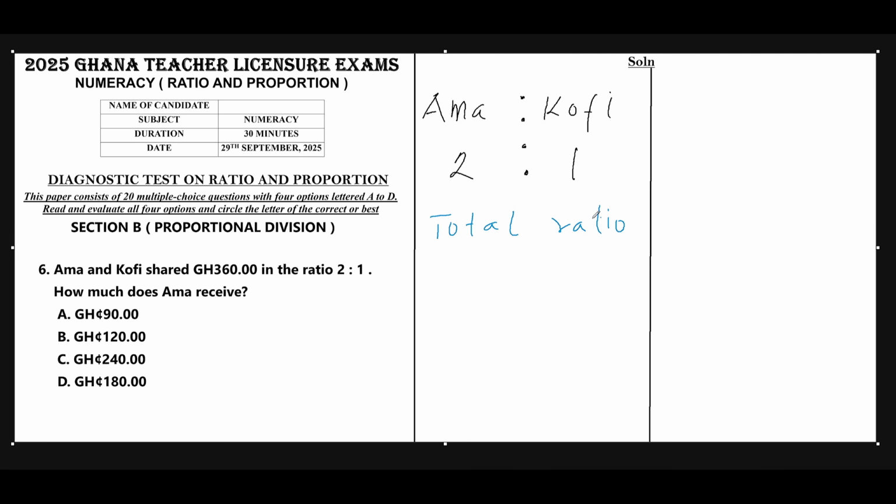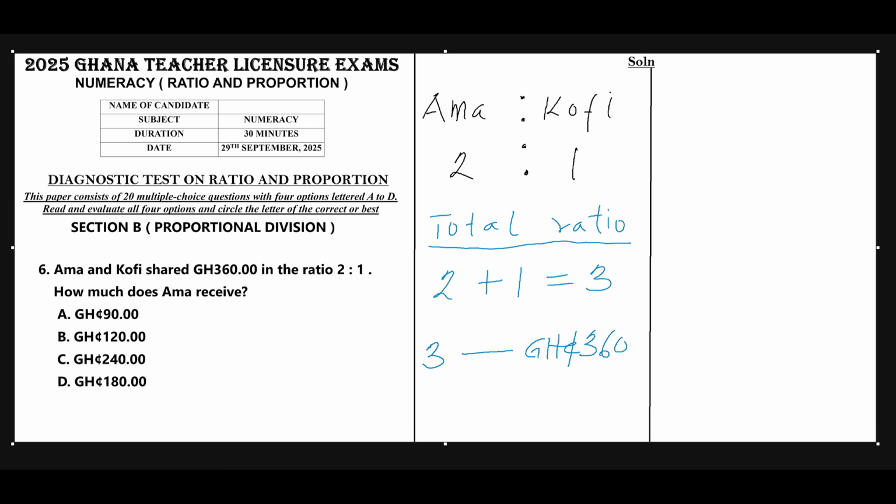So let's find the total ratio. The total ratio will be the sum of the individual ratios. So Ama's ratio plus Kofi's ratio, and this will give us a total ratio of 3. So with this, we can start doing the pairing. The total ratio, which is 3, corresponds to the total amount of money, which is 360 Ghana cedis. So we are halfway through the solution.